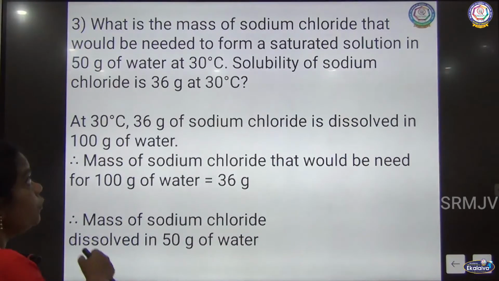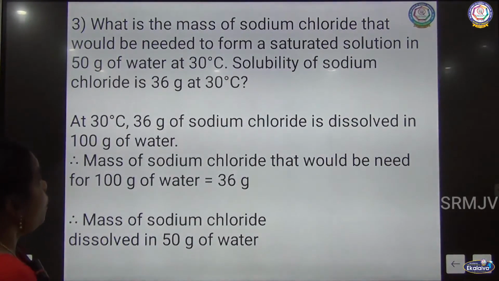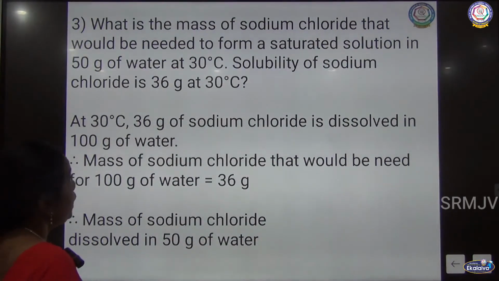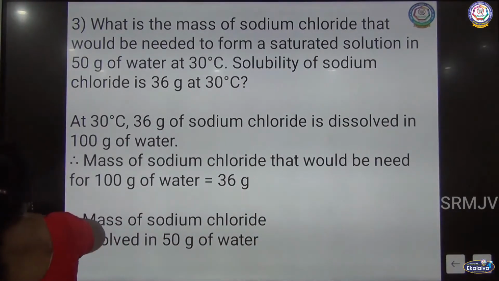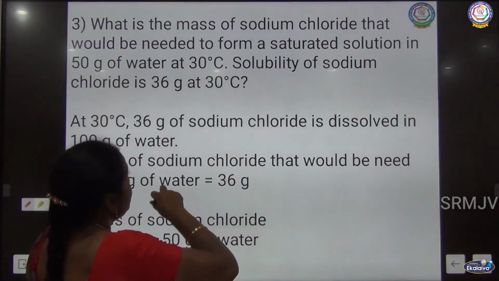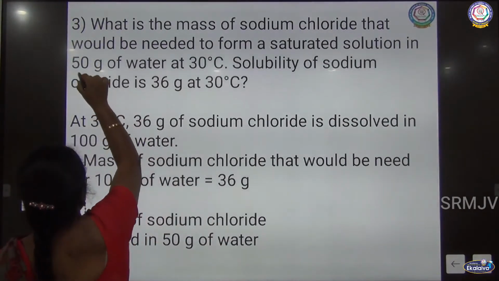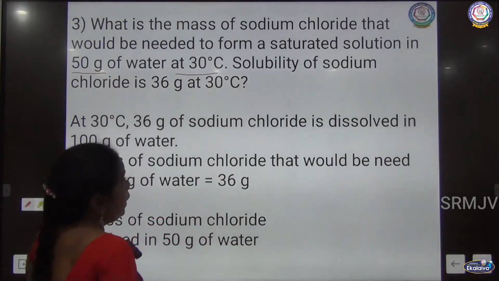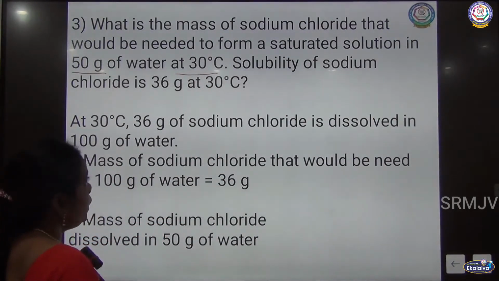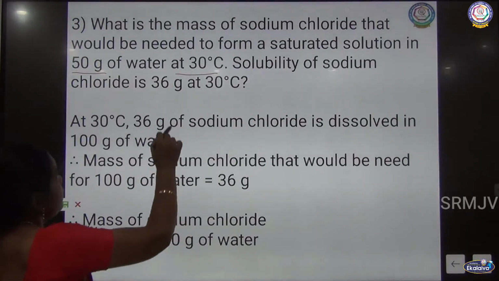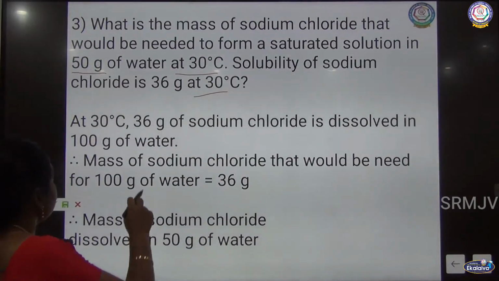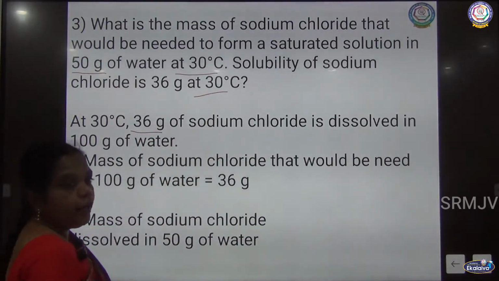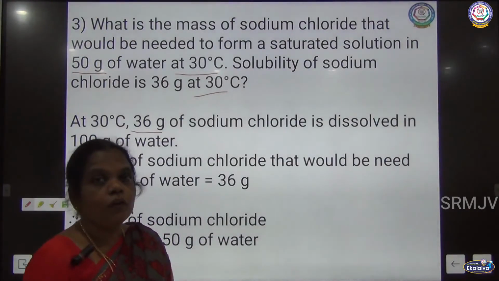what is the mass of sodium chloride that would be needed to form saturated solution? So now you want to prepare the saturated solution of 50 gram at 30 degree Celsius. And the solubility of sodium chloride is 36 gram at 30 degree Celsius. Now you know that the 36 gram of sodium chloride can be dissolved in 100 gram of solvent.